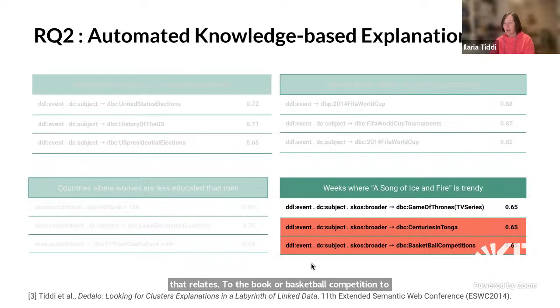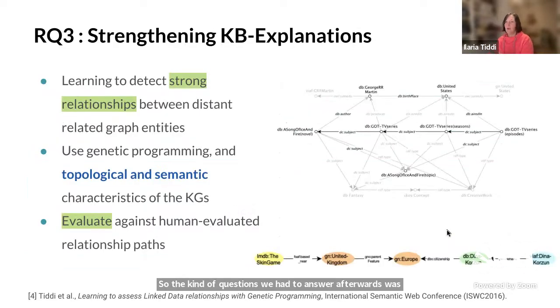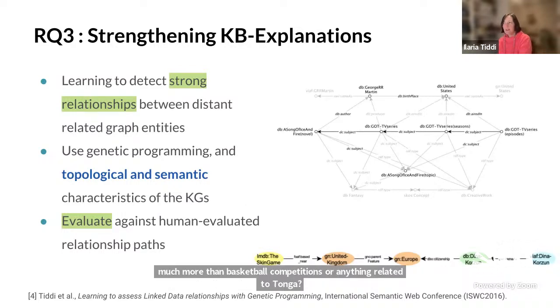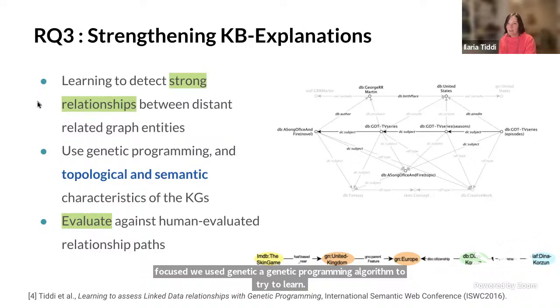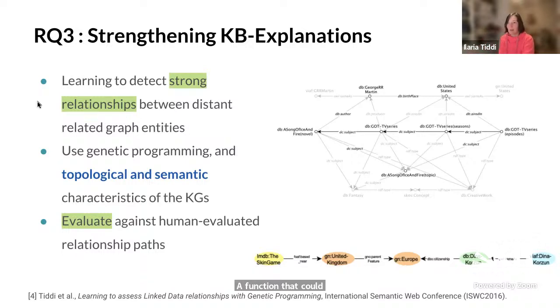So the kind of question we had to answer afterwards was really, okay, is there something in linked data that can tell us that Game of Thrones is strongly related to A Song of Ice and Fire, much more than basketball competitions or anything related to Tonga? So the second part of the method was really focused on strengthening this knowledge-based explanation. And we used a genetic programming algorithm to try to learn a function that could detect strong relationships between two graph entities that are quite distant in the graph.